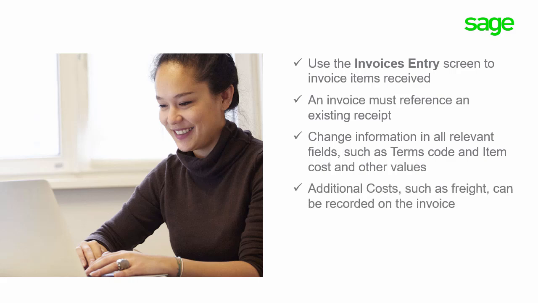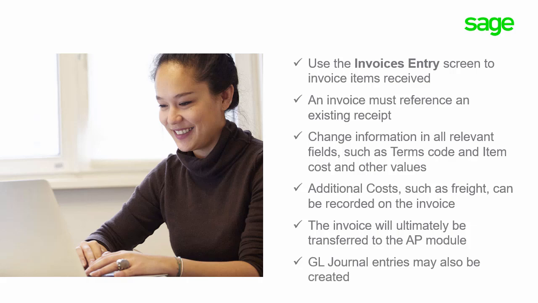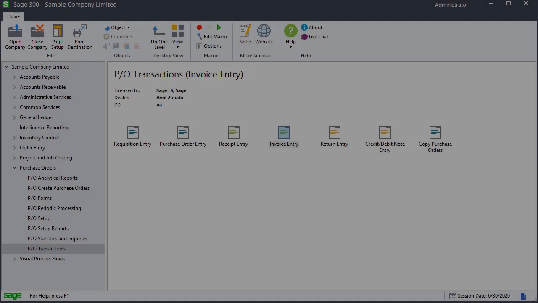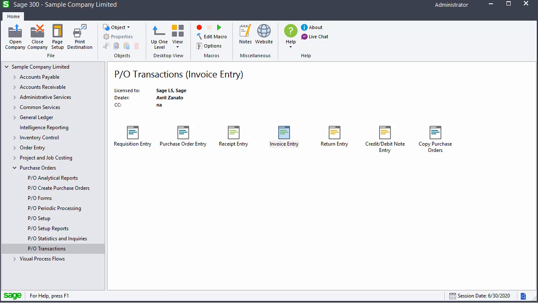Additional costs, such as freight, can be recorded on the invoice. The invoice will ultimately be transferred to the accounts payable module. GL journal entries may also be created. Let's have a look at creating invoices and purchase orders.